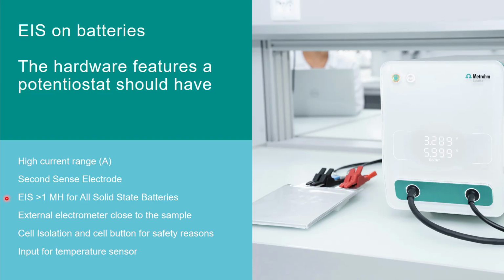Frequency range higher than 1 MHz. Normally, a maximum frequency of 10 kHz up to 1 MHz is sufficient for batteries with liquid electrolytes. But in all solid-state batteries, processes are much faster. So for this field of application, a frequency range higher than 1 MHz is needed.